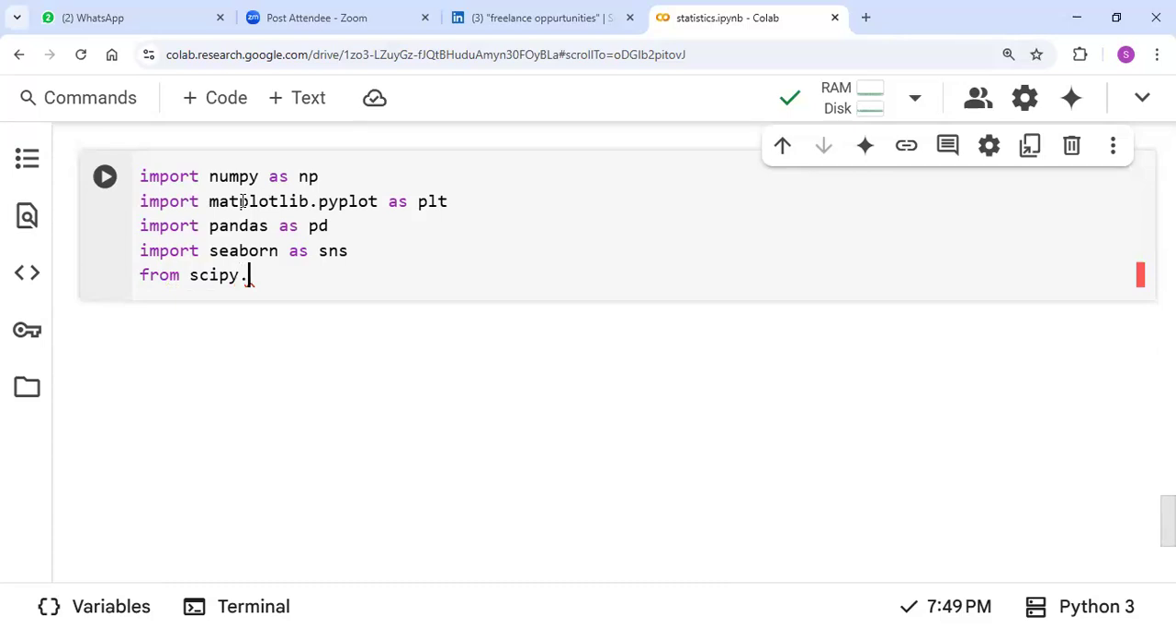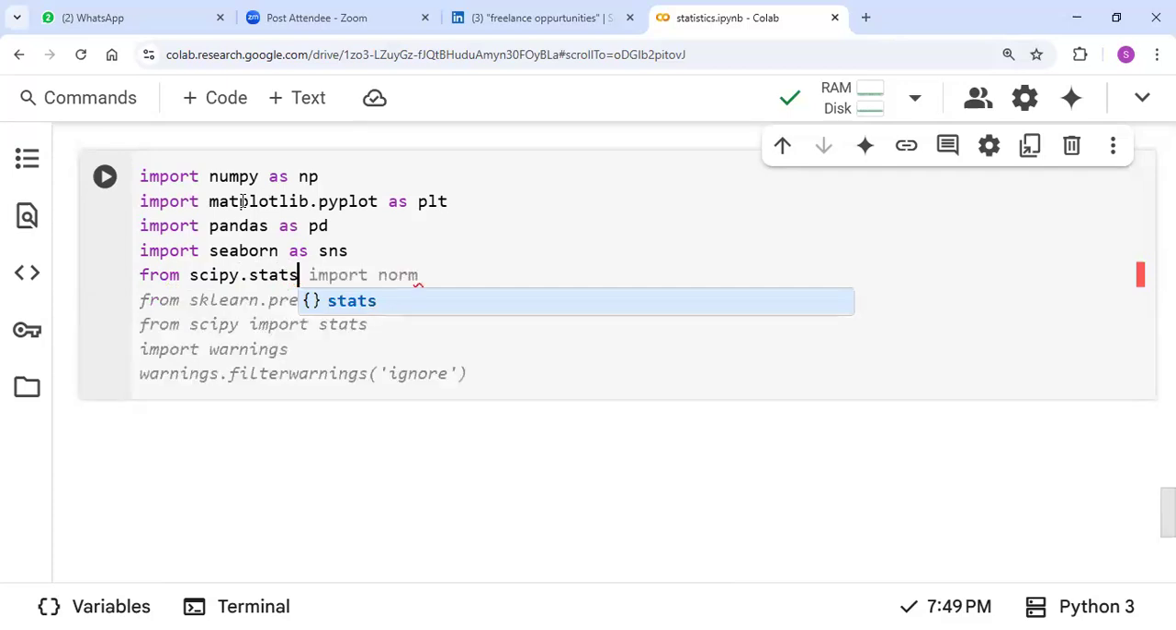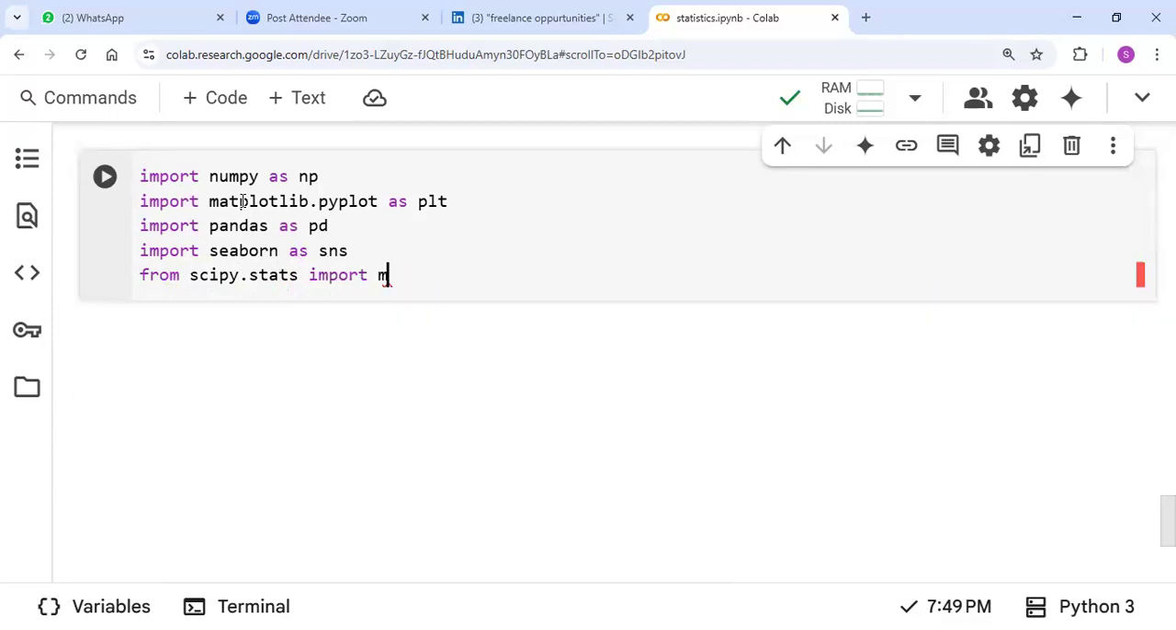From scipy.stats, stats is one of the modules. SciPy is one of the packages. From the SciPy package, you require the stats module to import mode. If you want to implement the mode, then we require this stats module to import.